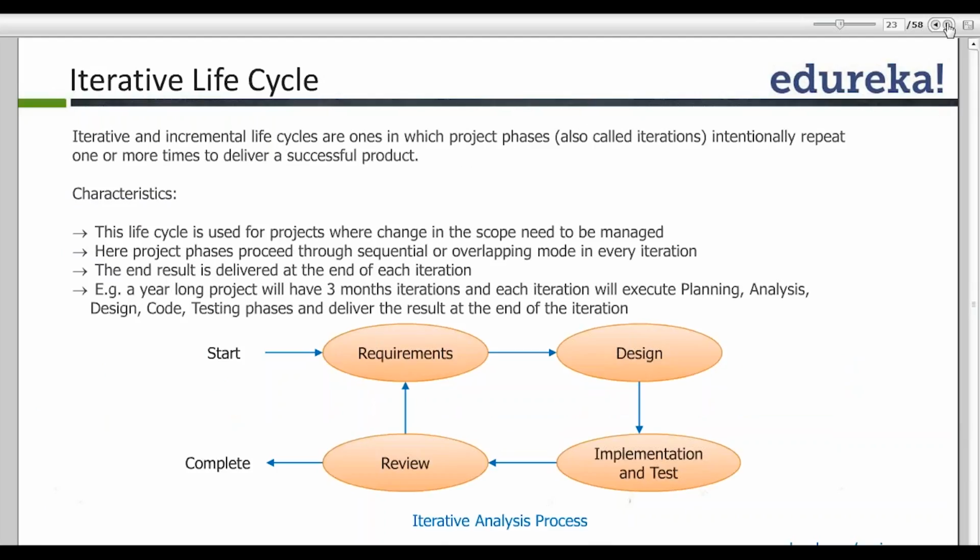In an iterative analysis, also called the iterative and incremental methodology, we have a series of iterations in which we do the entire phase.